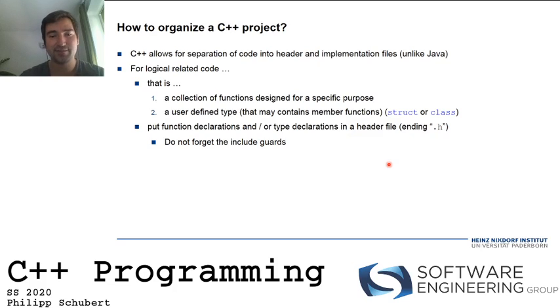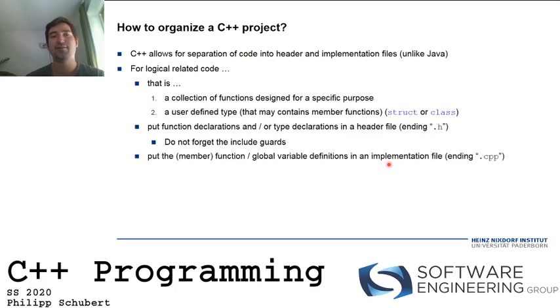And a header file always needs some include guards. I will tell you and show you what include guards are on the next slide. So your declarations always go in header files, and be aware, do not forget the include guards. And now put the member functions and global variables definitions in an implementation file. So all the definitions of your stuff go into an implementation file which ends on .cpp. Okay?